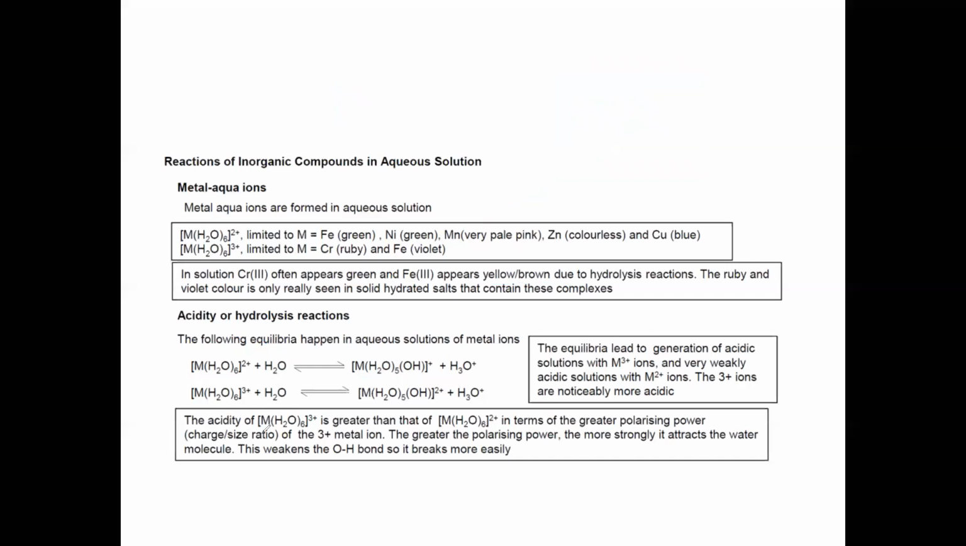Then the acidity of +3 is always greater than the acidity of +2. Why? Basically, you have H2O and the charge on the metal is +3. So this +3 will attract the hydrogen more, because oxygen is partial negative and hydrogen is partial positive. So this hydrogen is attracted more towards the positive ion.